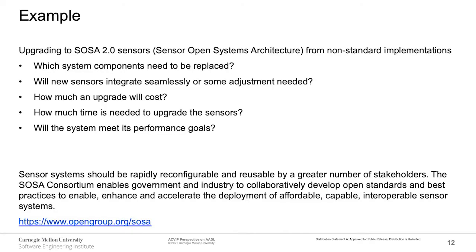Here's an example of when a system model might need to be reassessed. Sensors are guided by the Sensor Open Systems Architecture Consortium, which creates standards for sensor devices. For example, if you are planning to upgrade your sensors to the newest standard, you might ask yourself some of these questions. Which system components will need to be replaced? Will any other components be affected due to this upgrade? How much will the upgrade cost, or how much time is needed? AKVIP methodology will help you answer these questions.